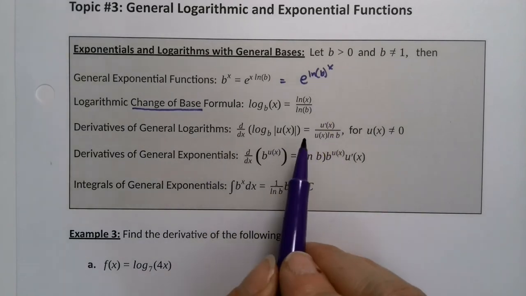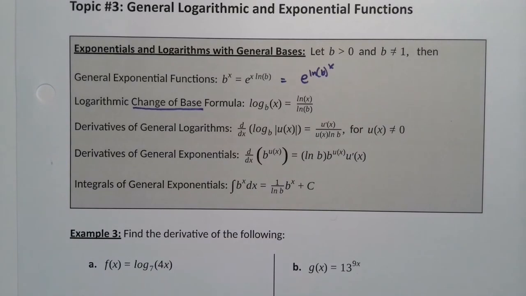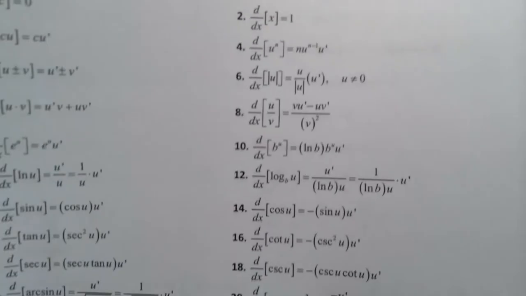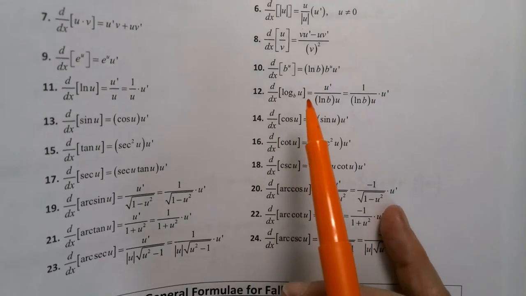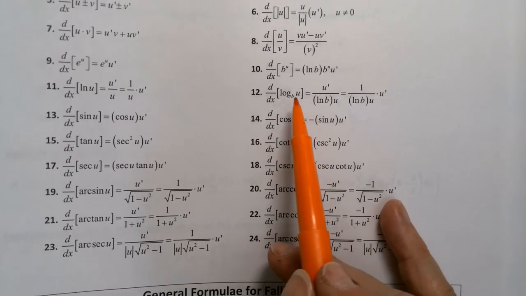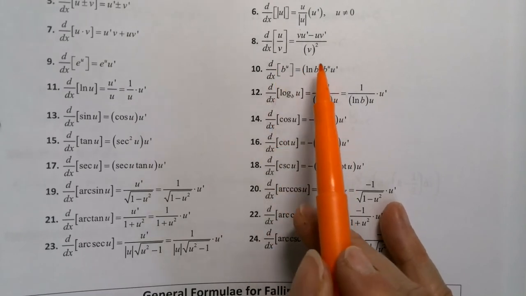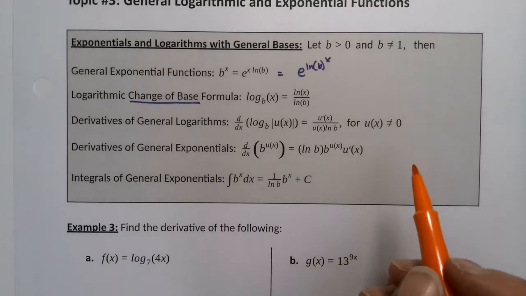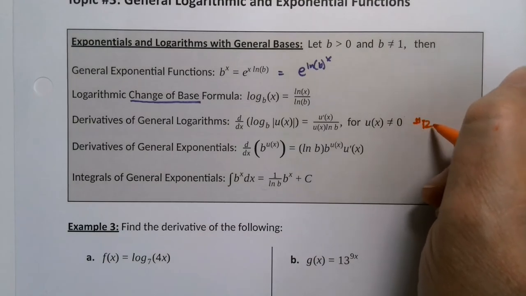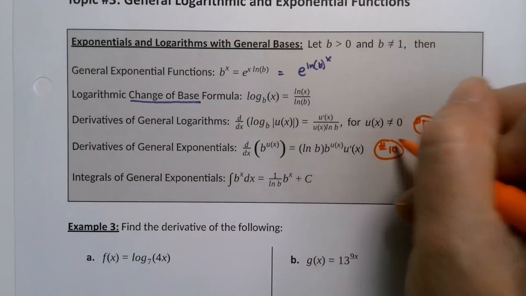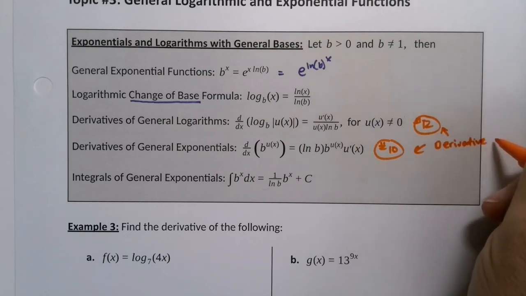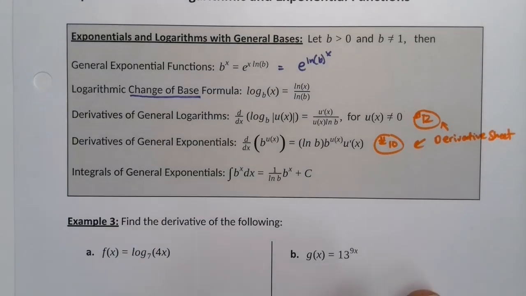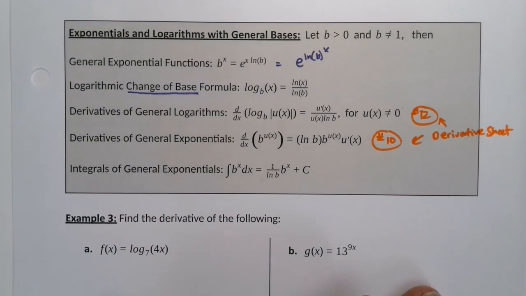Then the derivative of a natural log should be on our general sheet. So let's look at our quick reference sheets for the derivative of logs and the derivative of exponents. On the derivative quick reference sheet, the derivative of a general logarithm is right here, and the derivative of a general base exponential is right here. So any base and any logarithm. These are number 12, and this is number 10. And both of these are on the quick reference derivative sheet. All right, that's easy enough.